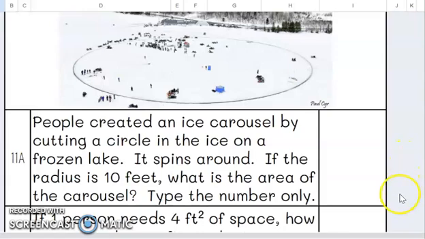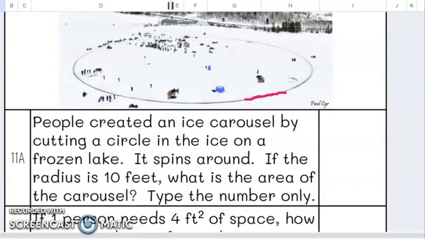All right, let's take a peek at this word problem. So a common thing that people do now in Minnesota is they make an ice carousel. They cut the ice in the shape of a circle. So this gap right here, I'll use a marker here, this is open water, burr.